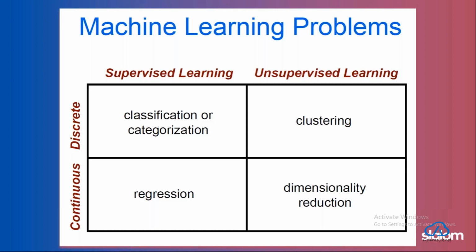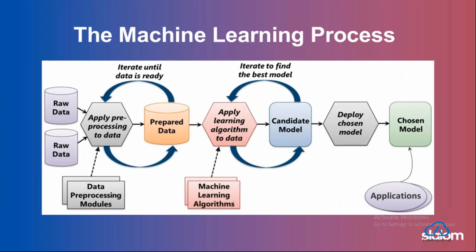Now the machine learning process. This is the process mechanism of machine learning. You have the raw data on the left. Apply pre-processing to the data and iterate until the data is ready, with a data processing module at the bottom. Once the data is prepared, apply learning algorithms to the data to get a candidate model, and iterate to find the best model. That's the machine learning process.